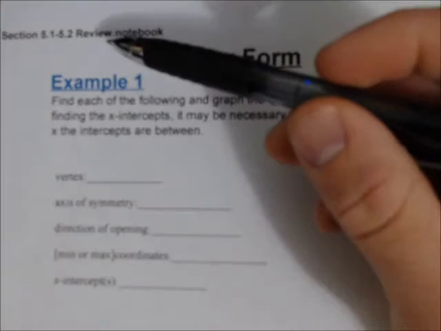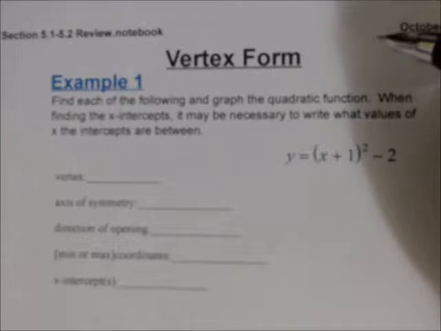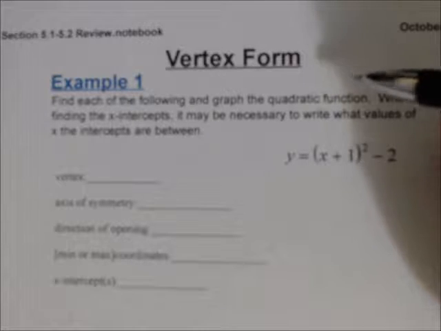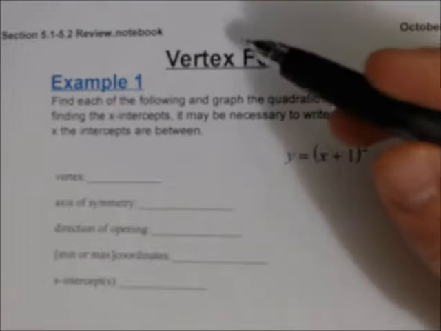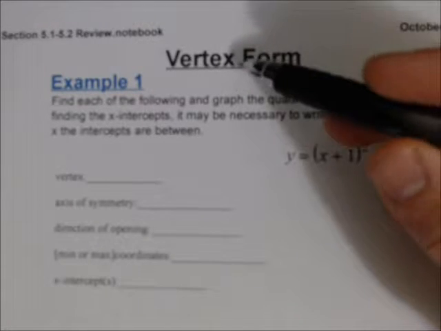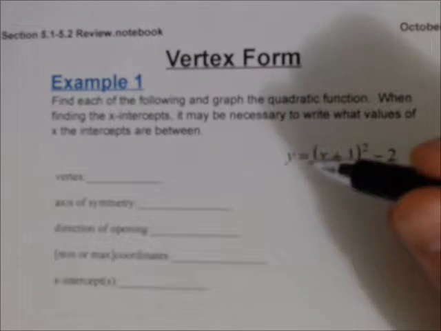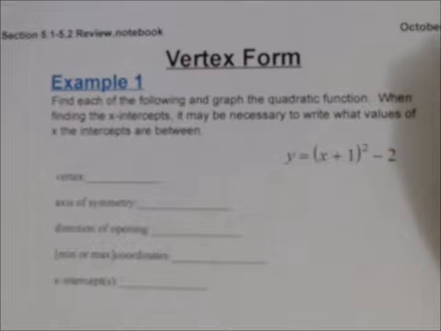Today we're reviewing 5.1 and 5.2, vertex form and standard form for quadratic functions. So we only have two problems to do before you can work on your homework for the rest of the class period. The first one that we're going to start with is vertex form. Remember, this is section 5.2, and here's our equation. We have y equals the quantity of x plus 1 squared minus 2.